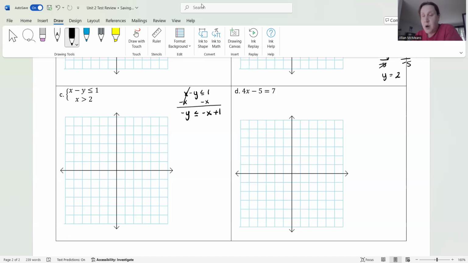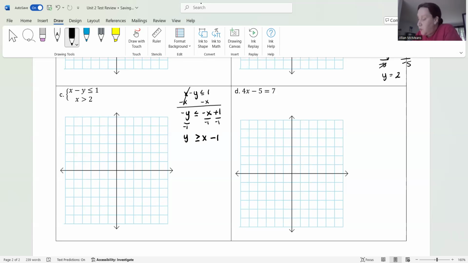I'm not fully solved for y until I have a single positive y, so I do need to divide each term by negative 1. And since I'm dividing everything by a negative, all of my signs are going to change, and to compensate for that, my inequality symbol needs to flip too. So I get positive y, positive x, and then negative 1, and now I'm greater than or equal.